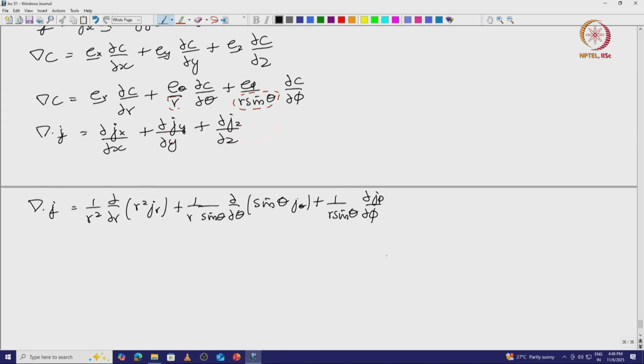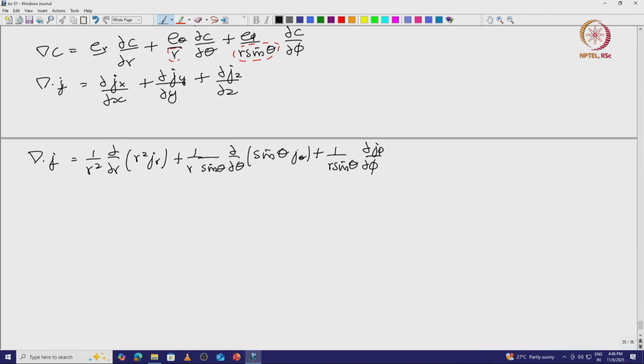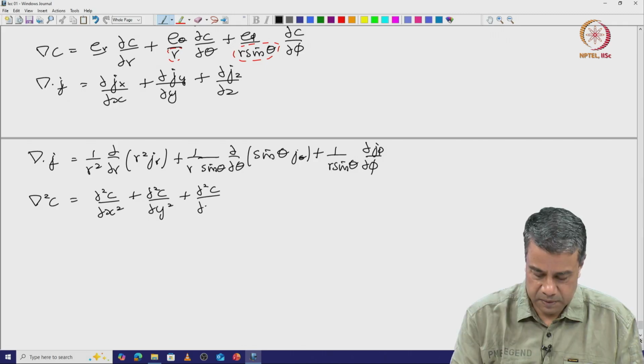Here Jr, J theta and J phi are the components of the flux along the 3 coordinate directions at this location. Er is along the direction of increasing r, E theta is along the direction of increasing theta, and E phi is along the direction of increasing phi. These are the unit vectors perpendicular to each other in a spherical coordinate system, and the Laplacian in a Cartesian coordinate system is partial square c by partial x square plus partial square c by partial y square plus partial square c by partial z square.